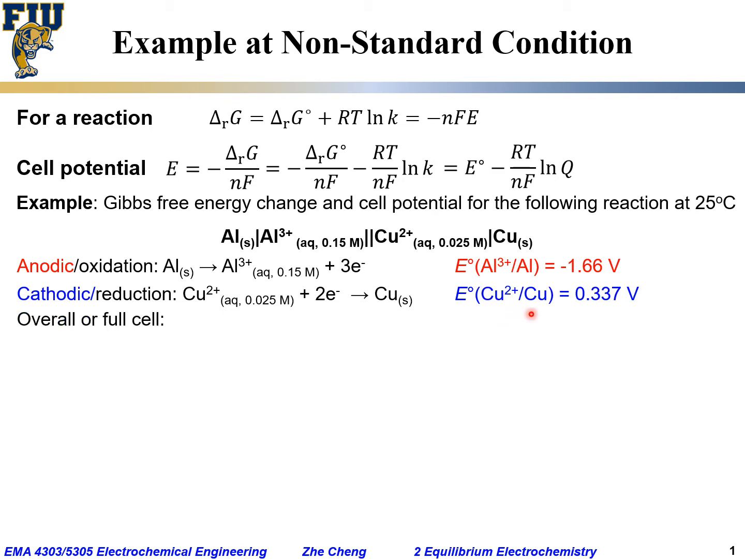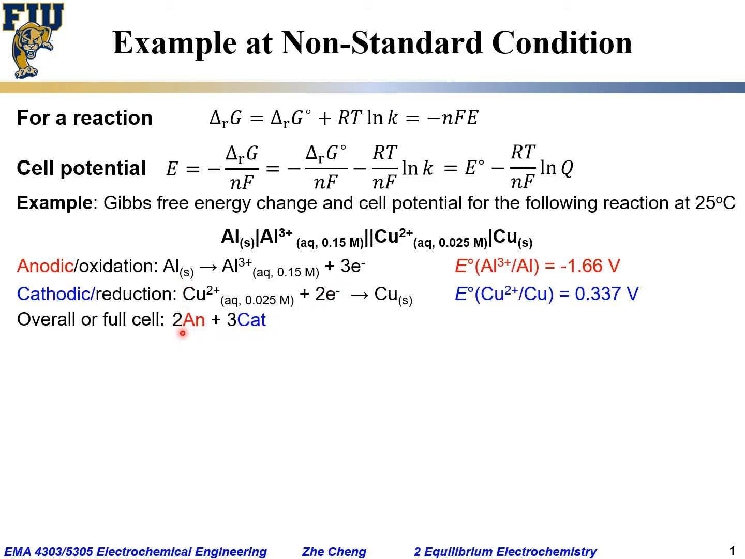So with this information, how do you get the overall full cell reaction? Remember, to get that, we have to aim at eliminating the electrons. The anodic reaction involves 3 electrons, while the cathodic half cell reaction involves 2 electrons. To add them up, left plus left, right plus right, to eliminate the electrons, we have to multiply by coefficients.